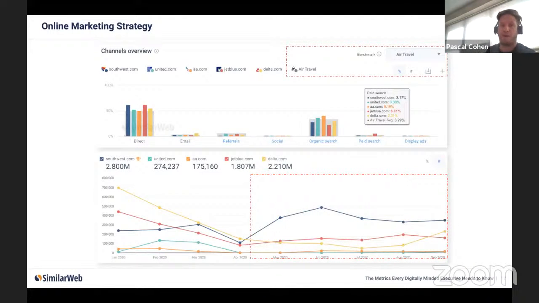Perfect. So here we talked about online marketing strategy. And remember, in the beginning, I talked about traffic acquisition strategy. So that's basically the same thing. So here's a great example on how to do that and why.